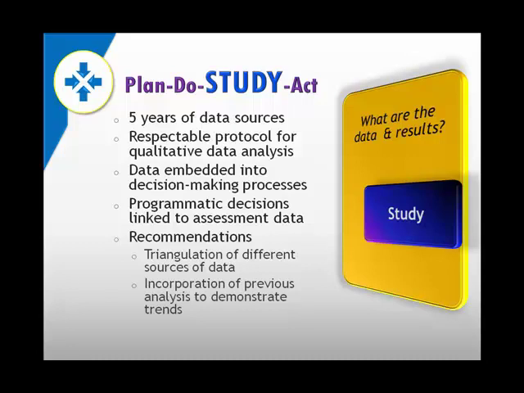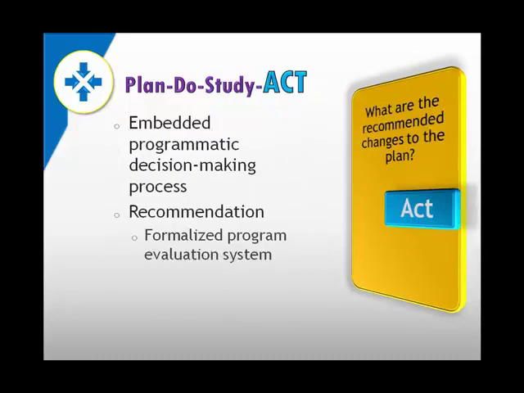Recommendations for improving the study stage were as follows. Previous years of analysis should be incorporated to demonstrate trends of progress and need. The different sources of data need to be triangulated to show how critical issues are supported by data. Deming's ACT stage was examined next.